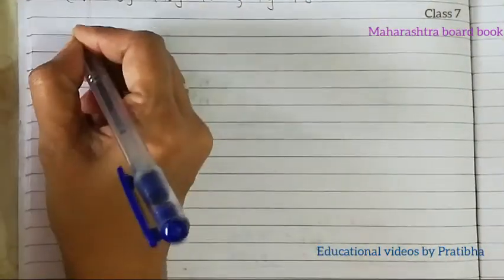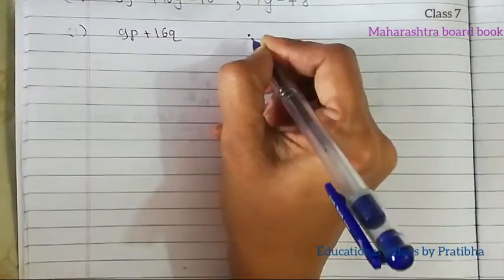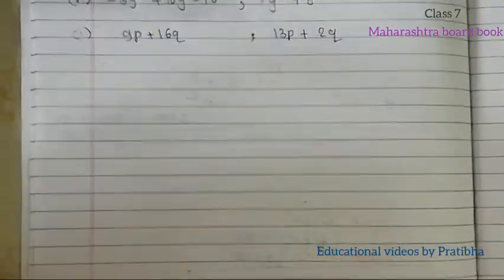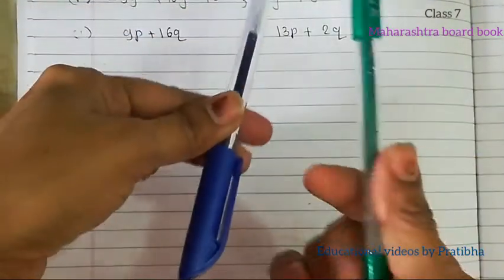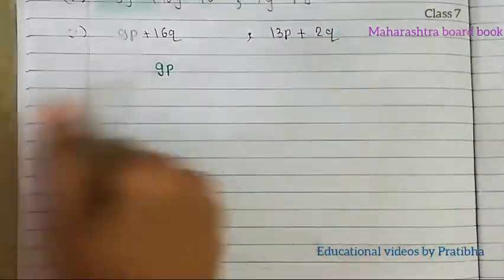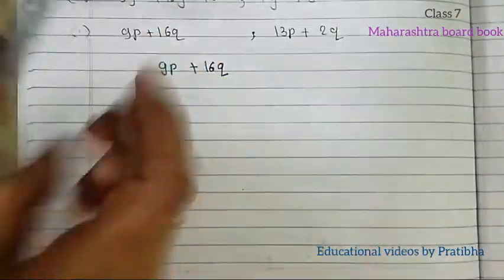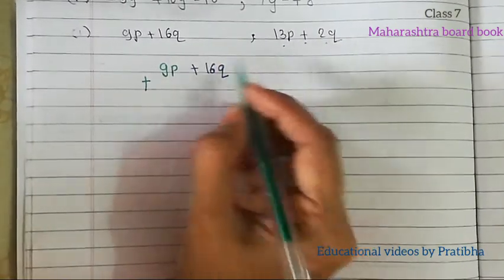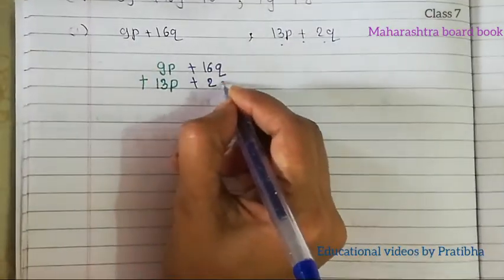So question number 1 is 9p plus 16q, and the second expression is 13p plus 2q. As you can see, this is a comparatively very easy question. Still, I am going to use two different color pens for different variables, for alike terms. So 9p plus 16q. First I'm doing it in vertical arrangement, and the second expression is 13p plus 2q. So here I'm going to write 13p, and here I'm going to write 2q.